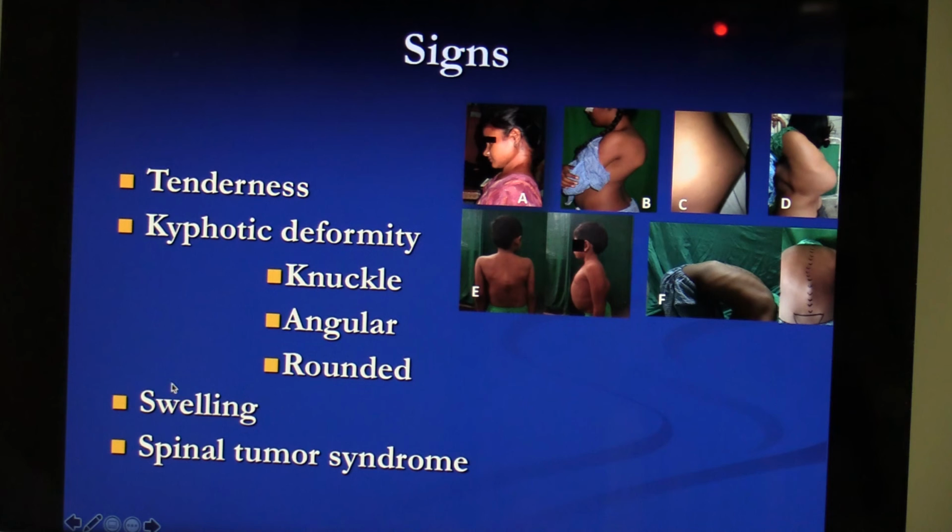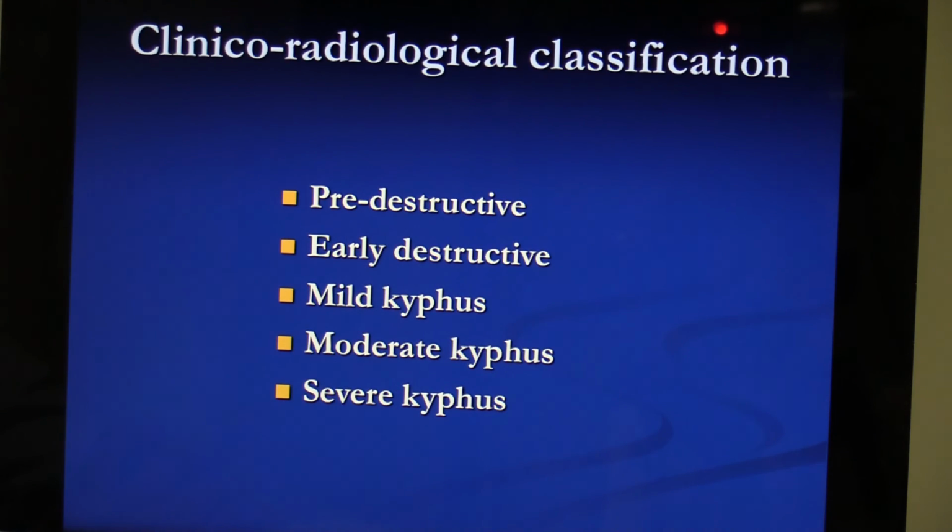Now, one may palpate swellings which are fluctuant, suggestive of cold abscess. They are called cold abscess because there are no signs of inflammation as we get in infections caused by pyogenic bacteria. And rarely a spinal tumor syndrome, where the spine may not have these findings, but the patient may have a neural deficit. So, on that basis, we are able to diagnose clinically a spinal tuberculosis.